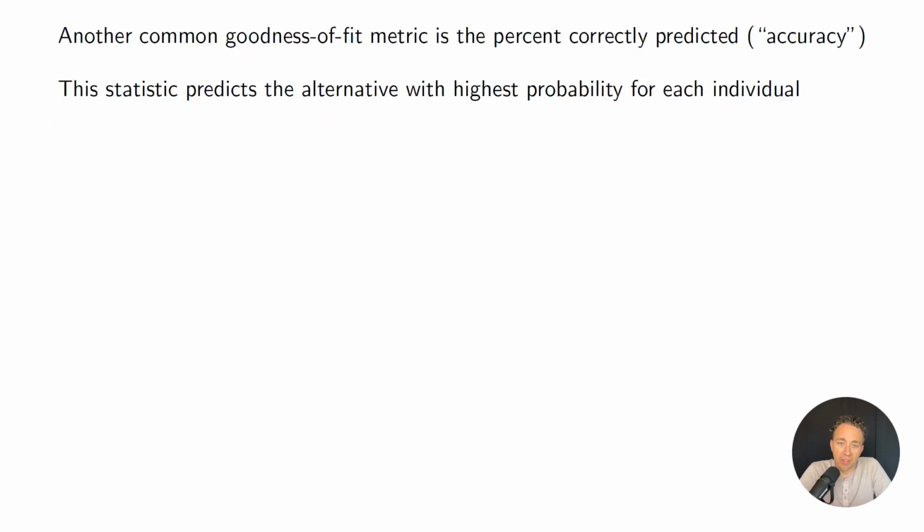Let's talk about another common metric that doesn't help us as much as the McFadden pseudo R-squared, and that is accuracy, or percentage correctly predicted. This is a commonly reported metric in machine learning prediction, and basically what it does is use predicted individual-level choice probabilities and then assign whichever alternative had the maximum choice probability as the one the person chose.